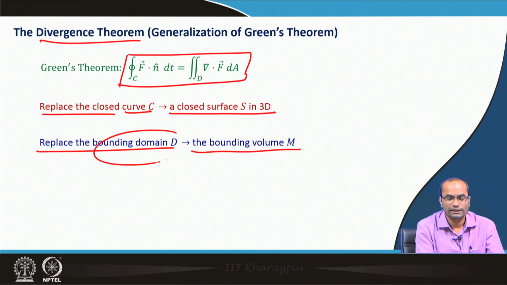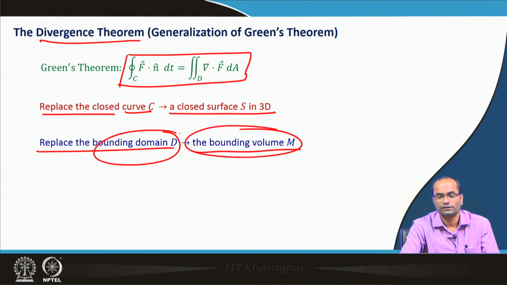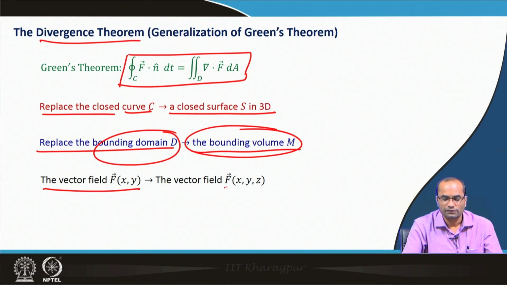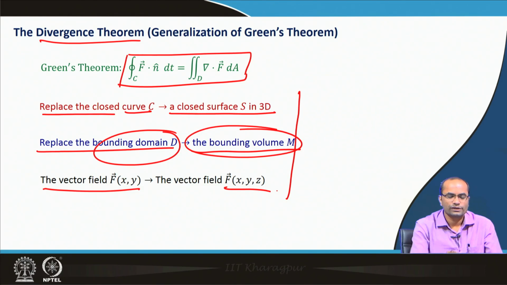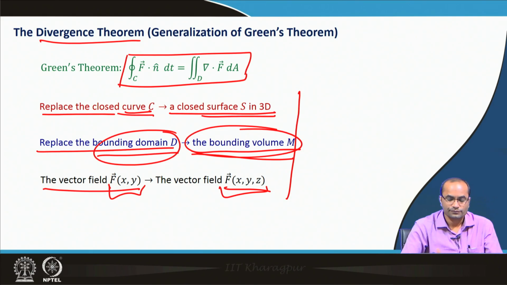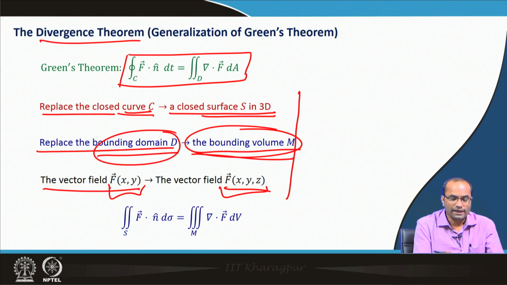So, this bounding domain D will be replaced by this bounding volume, which is M, and the vector field, which was in 2 dimensions for Green's theorem, we will now extend to 3 dimensions. So, with just these 3 considerations, the curve will be replaced by the surface, the bounding domain will be replaced by the volume, and the vector field will be in 3 dimensions. So, what we have as a result is f dot n d sigma.